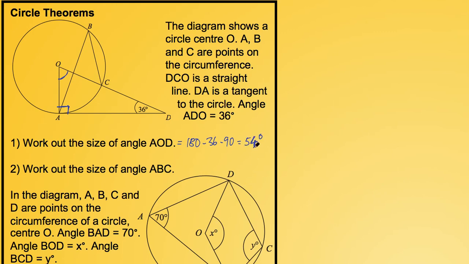The other reason I would have to give in there is because angles in a triangle add to 180. So we've got a 54 degree angle in there. Work out the size of angle ABC, which is up here.